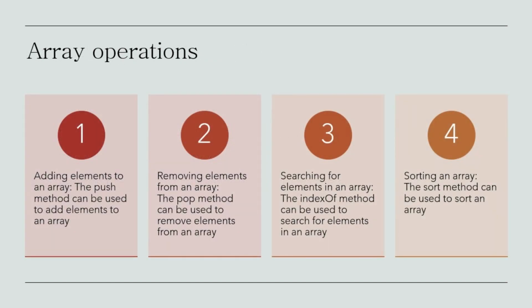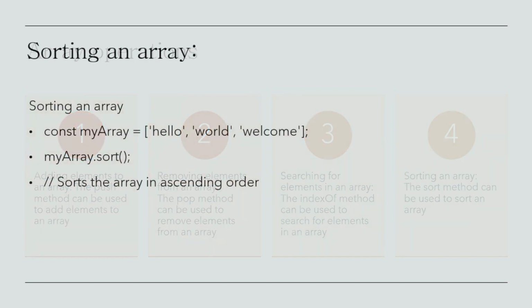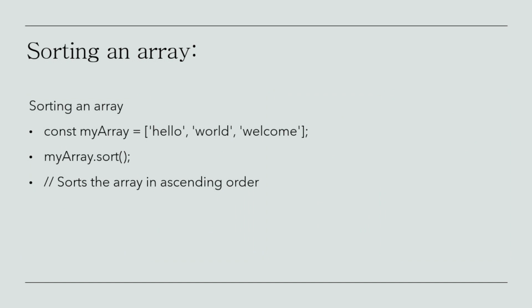Finally, let's talk about sorting an array. The sort method allows us to sort the elements of an array in ascending order. In this example, we use the sort method to sort the numbers array in ascending order. The method modifies the array, rearranging its elements.